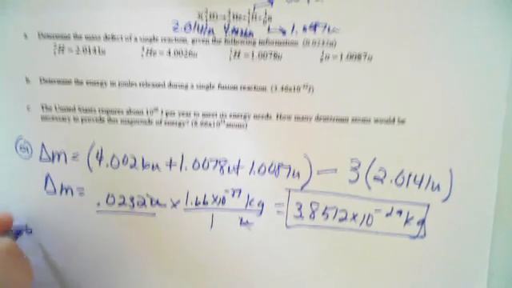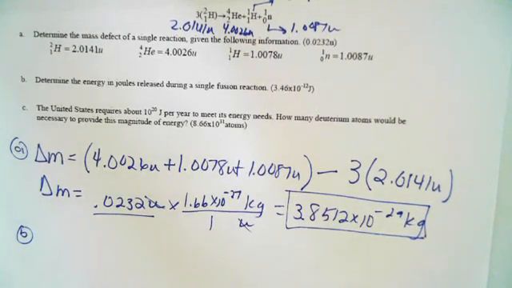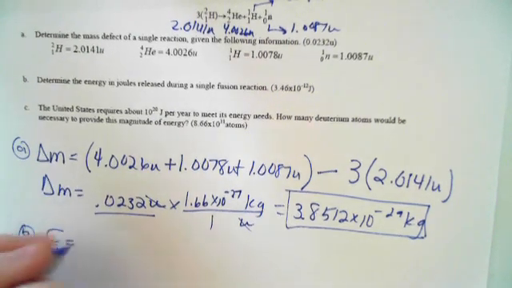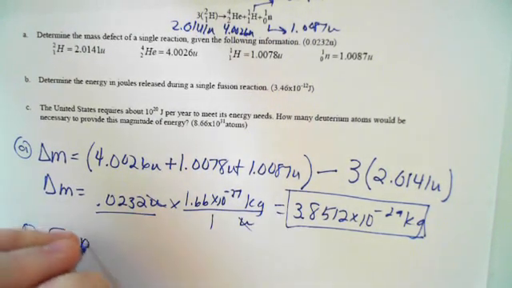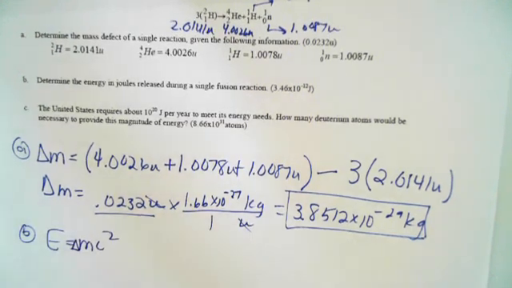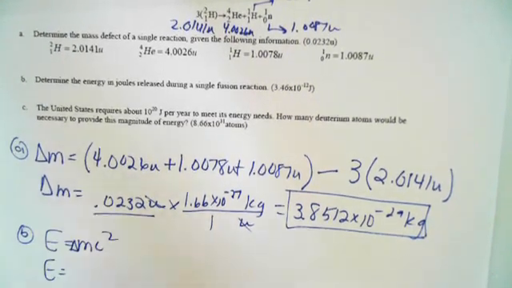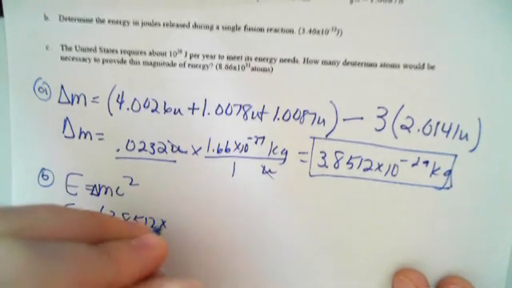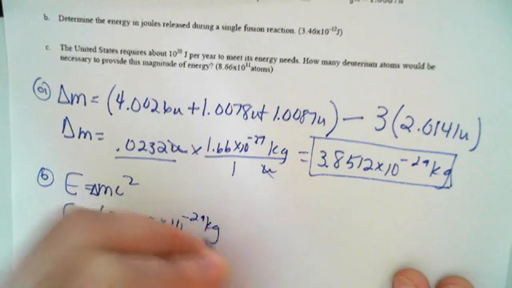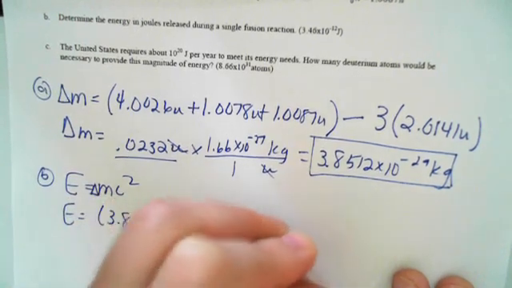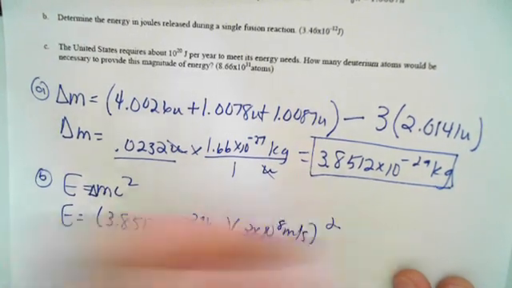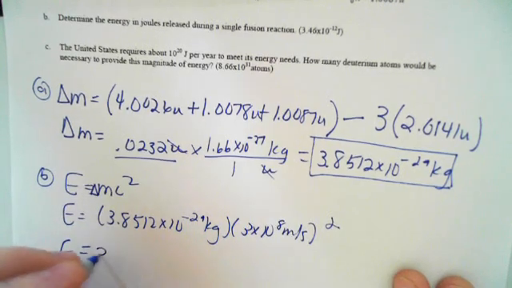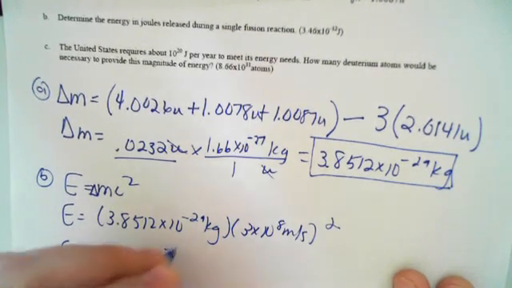Pretty straightforward. So for part B, determine the energy in joules released during a single fusion reaction. All right, well, here we go. This is our energy here, equals mc squared. So it's going to be equal to our mass defect, 3.8512 times 10 to the minus 29th times the speed of light squared. And so that's going to be 3.47 times 10 to the minus 12 joules.